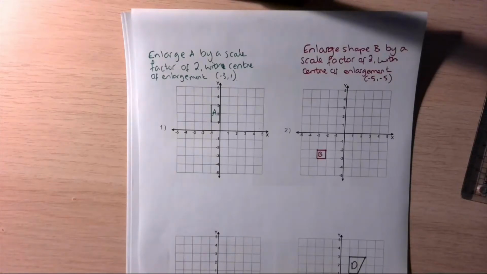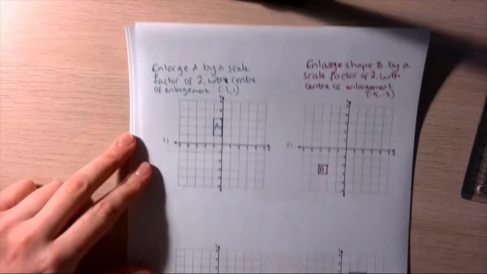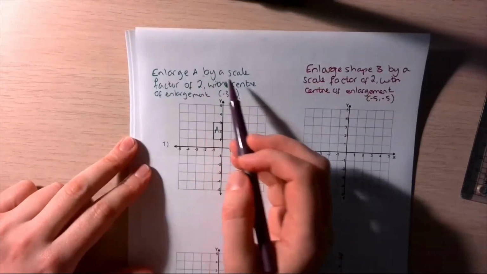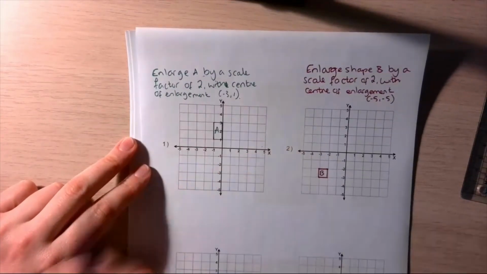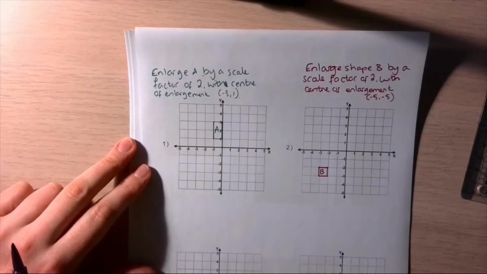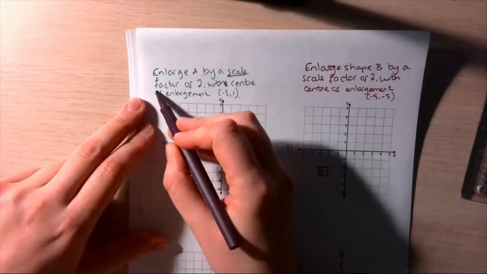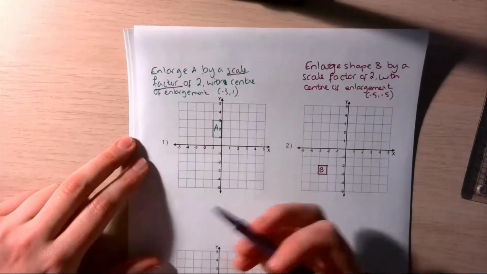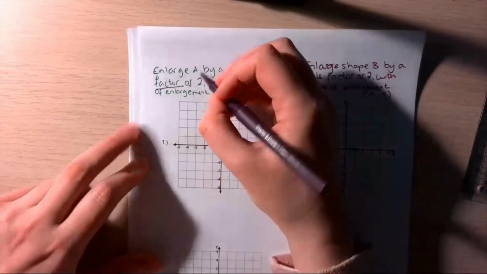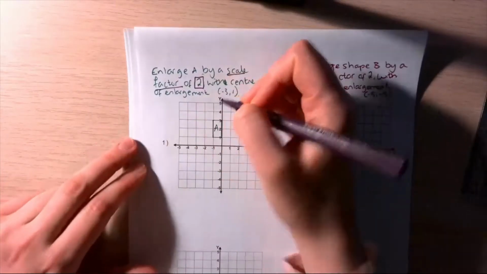Right then, so the first thing we've got to consider is the words that we use. So: enlarge A by a scale factor of 2 with a centre of enlargement (-3, 1). So here's our shape A. Scale factor tells us how many times bigger we want to make this shape, okay? So we want to make this 2 times bigger.